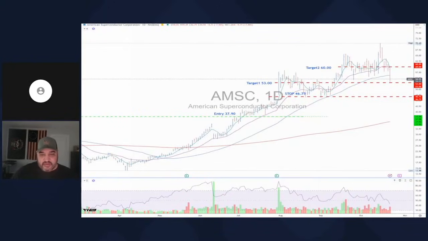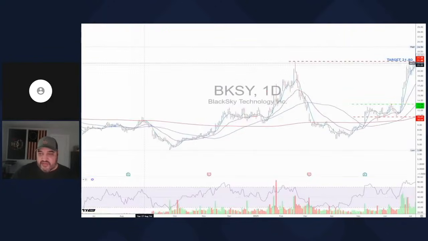No, sorry, I'm in the wrong chart. Sorry. Target was $53 and then $60. Just a gorgeous technical move there on AMSC. In a matter of weeks, we had about a 57% profit on that trade. Absolutely gorgeous. It's been the third quarter of this year with the strength of the market was absolutely amazing.